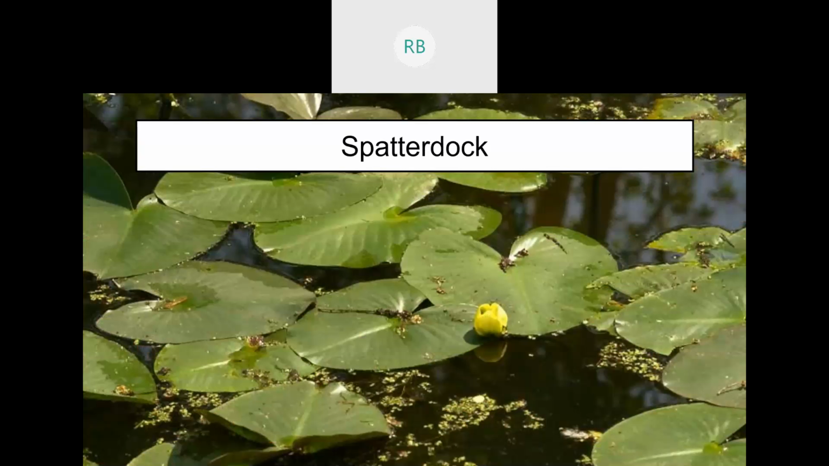Spatterdock, while not a plant that I personally dealt with very often in problems that I've seen in my area, does kind of resemble water shields and water lilies, and you can also tell when spatterdock is present due to the presence of yellow flowers.